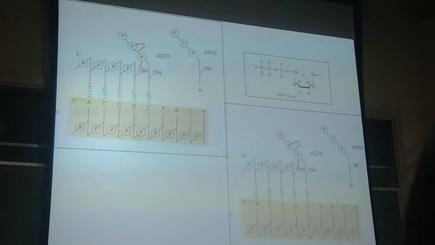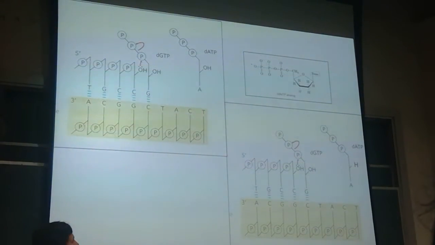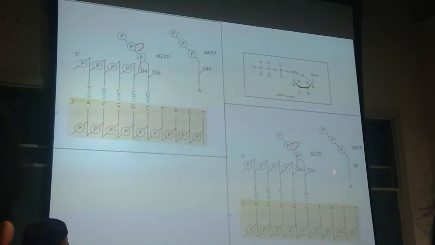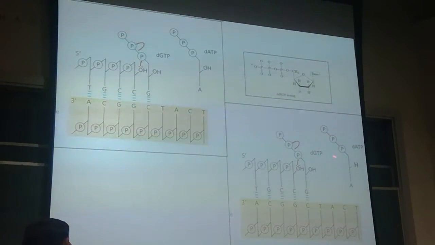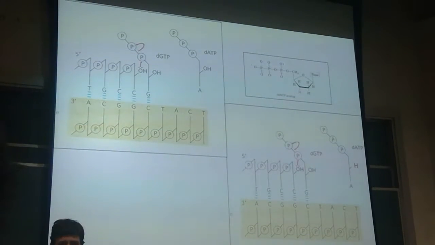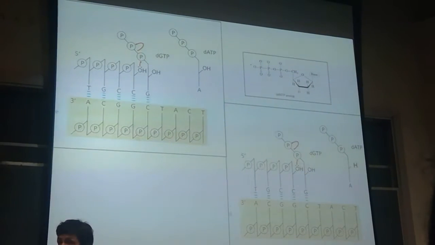This is really powerful. So this is just a slide to show you how you stop the polymerization. Just look at it here. You have an H instead of an OH. So this guy cannot do this. He will attach himself on that nucleotide, and then he will stop. There will be no possibility of creating a phosphodiester bond. That's here.